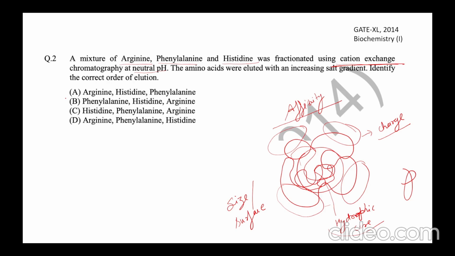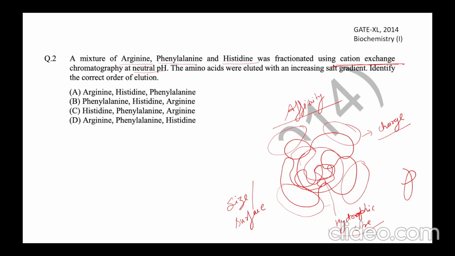The very first thing we see is that we are talking about a cation exchange. Cation exchange means your matrix is negatively charged. In your mixture you have three amino acids: arginine and histidine, which are positively charged amino acids, and phenylalanine, which is a non-polar, neutral, no charge amino acid.